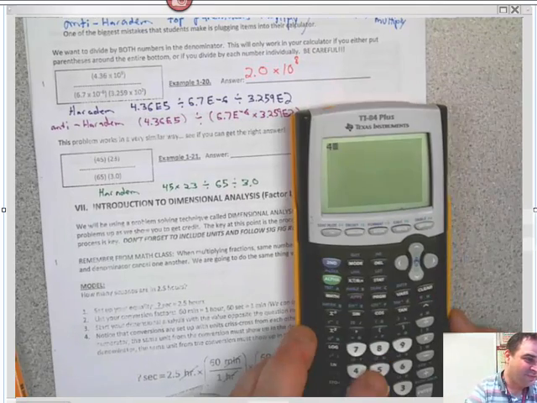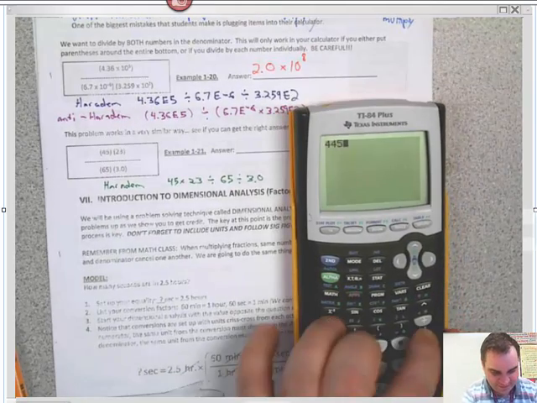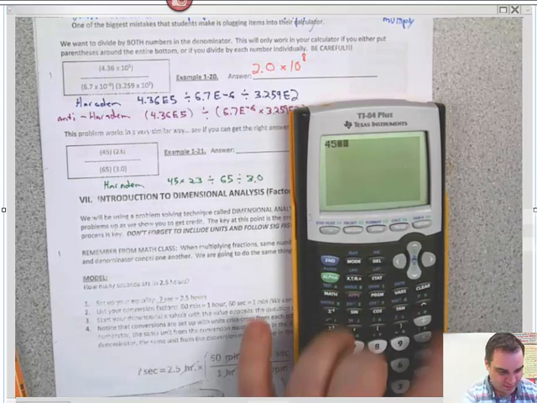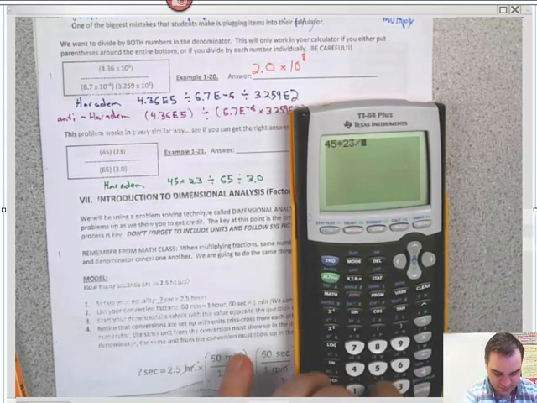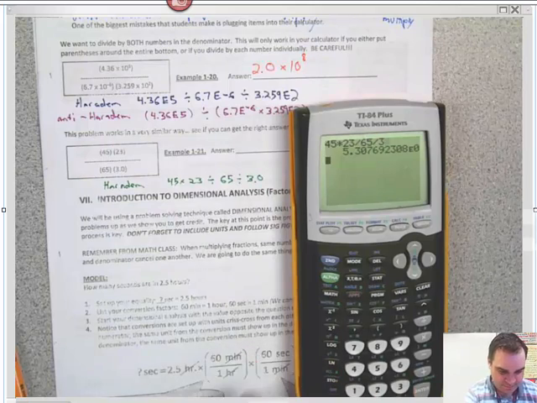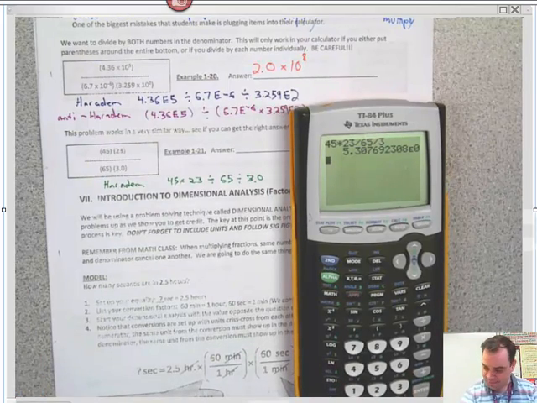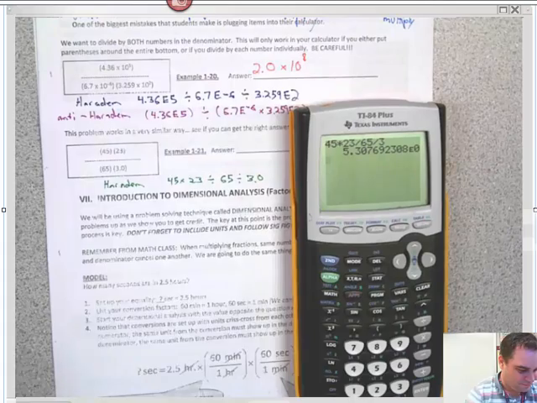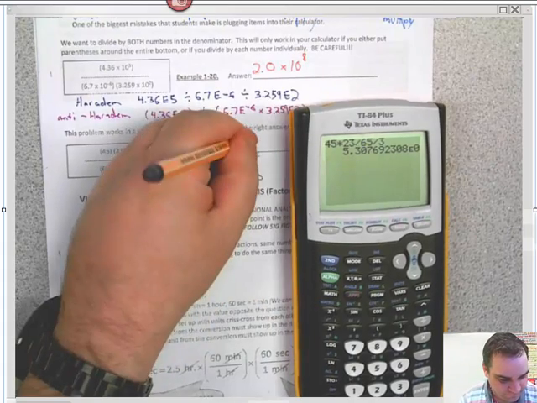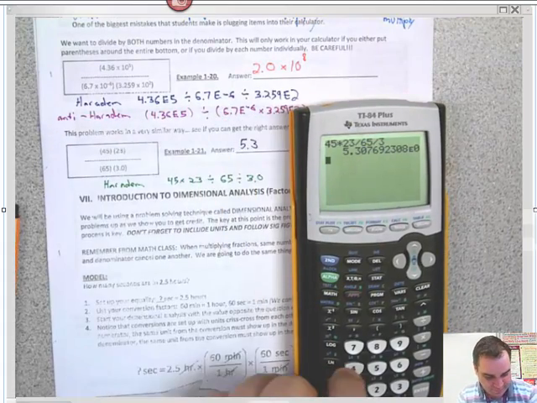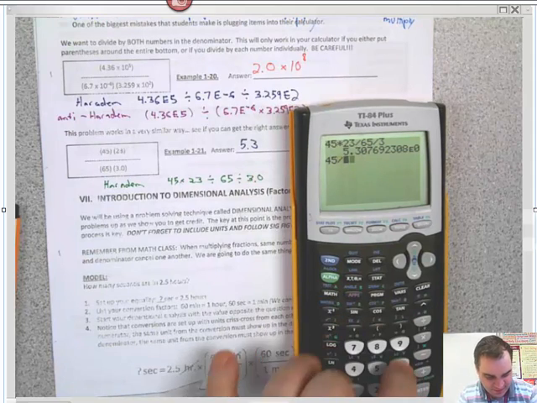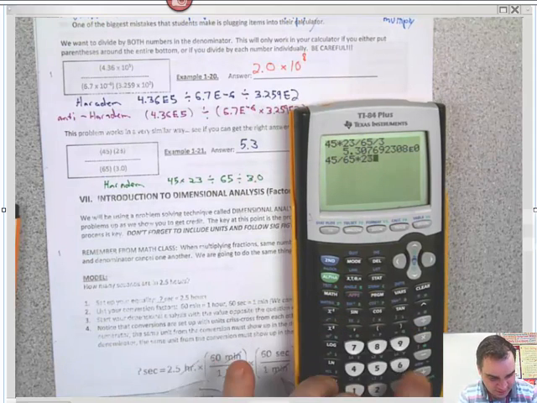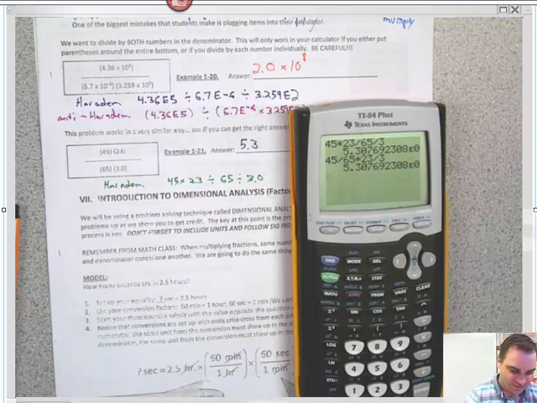So you do 45, let's do clear. Let's get it on the screen. 45 times 23 divided by 65 divided by 3. You get 5.3 as the answer. I could have done 45 divided by 65 times 23 divided by 3. Still get the same answer.